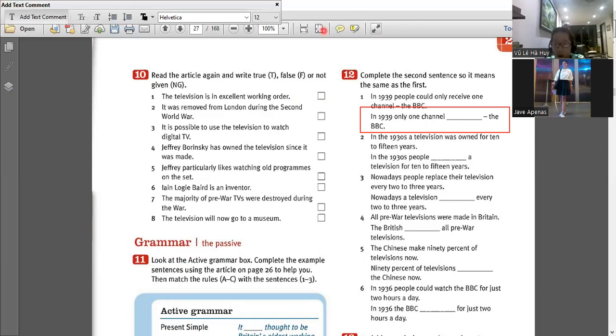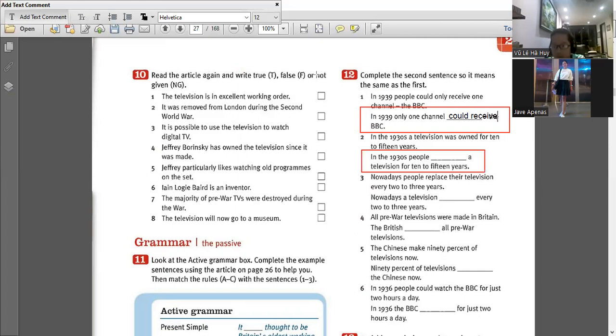In 1939, only one channel could receive. The BBC could receive. All right, so in 1939, only one channel could receive, and that's the BBC. Another one, number two.